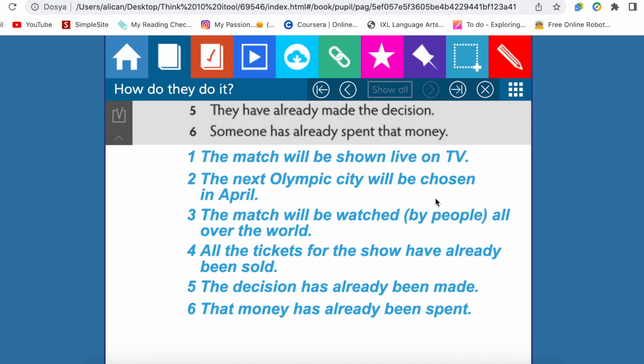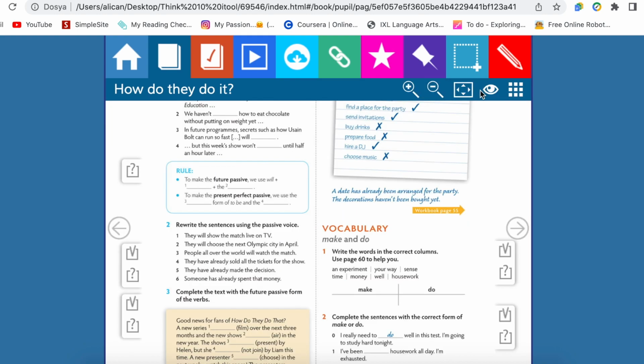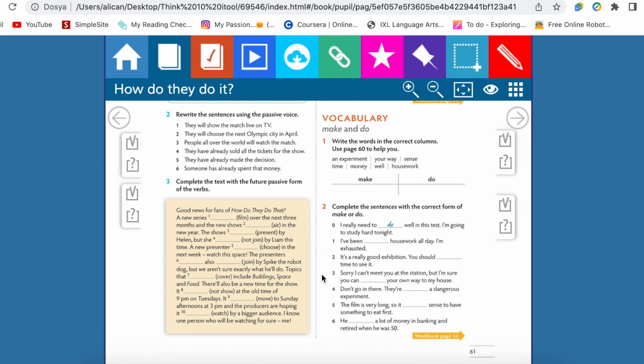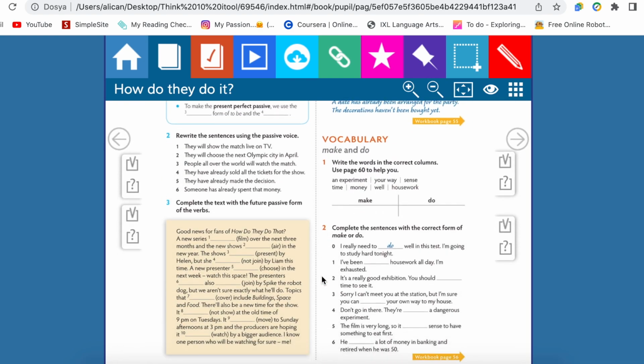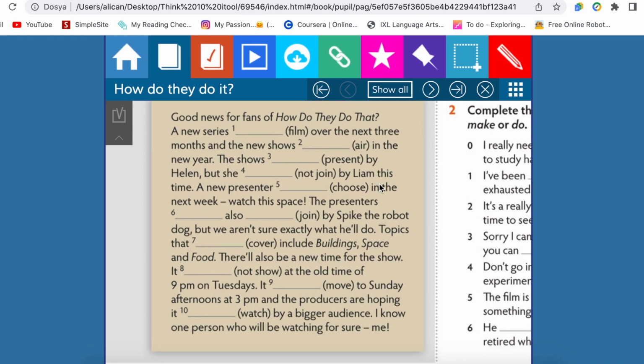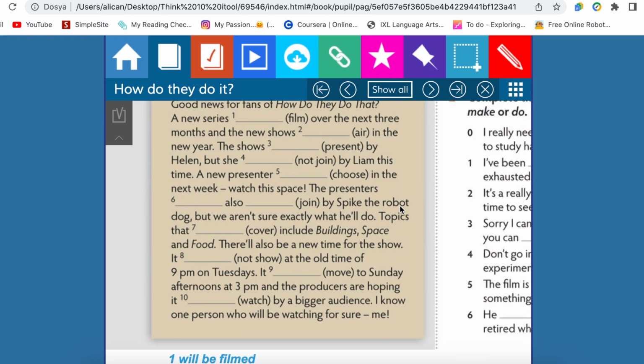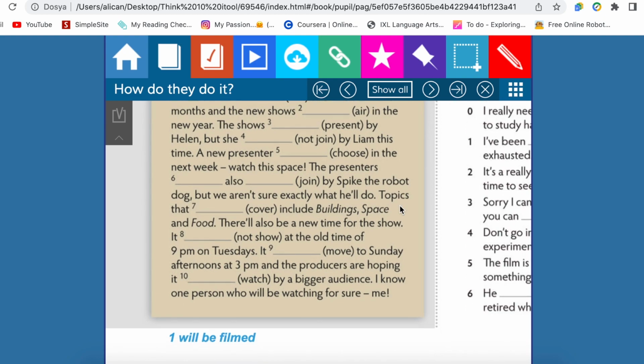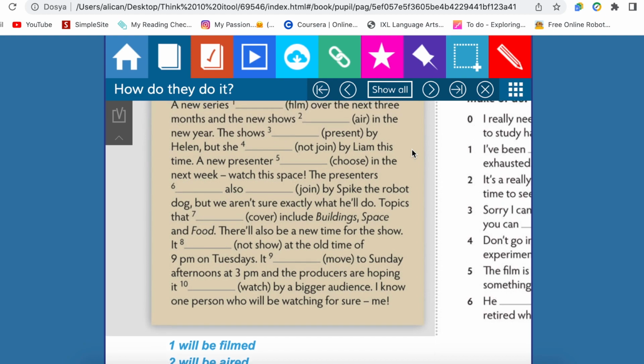It says good news for fans of How Do They Do That. A new series will be filmed over the next 3 months. As you can see, the first one is will be filmed. Second one, the new shows will be aired in the new year. The shows will be presented by Liam this time. A new presenter will be chosen in the next week.